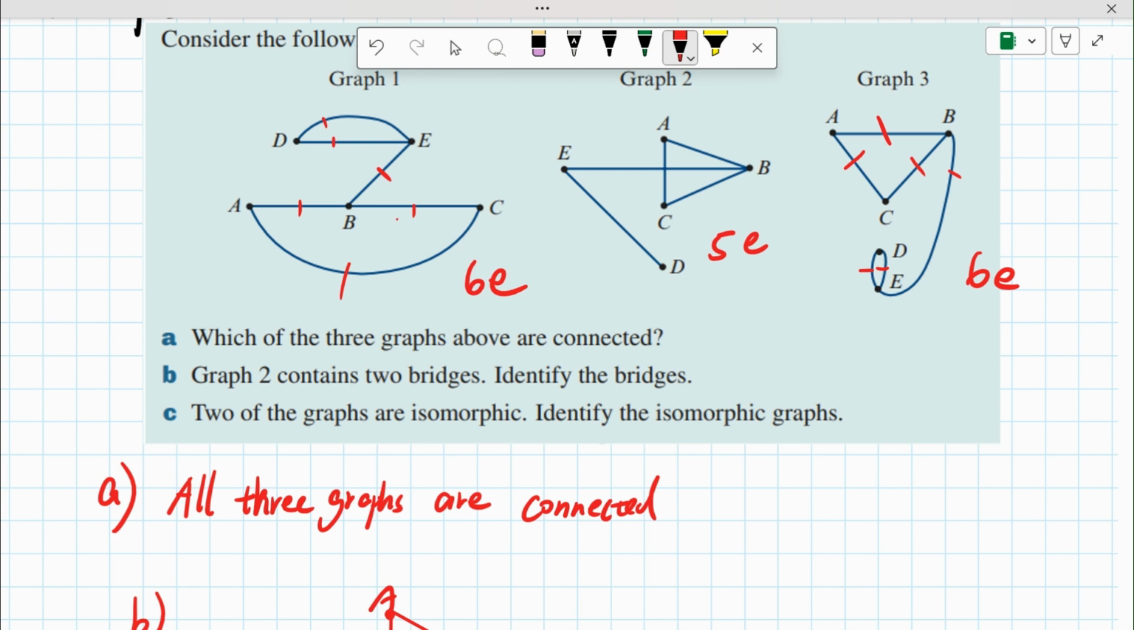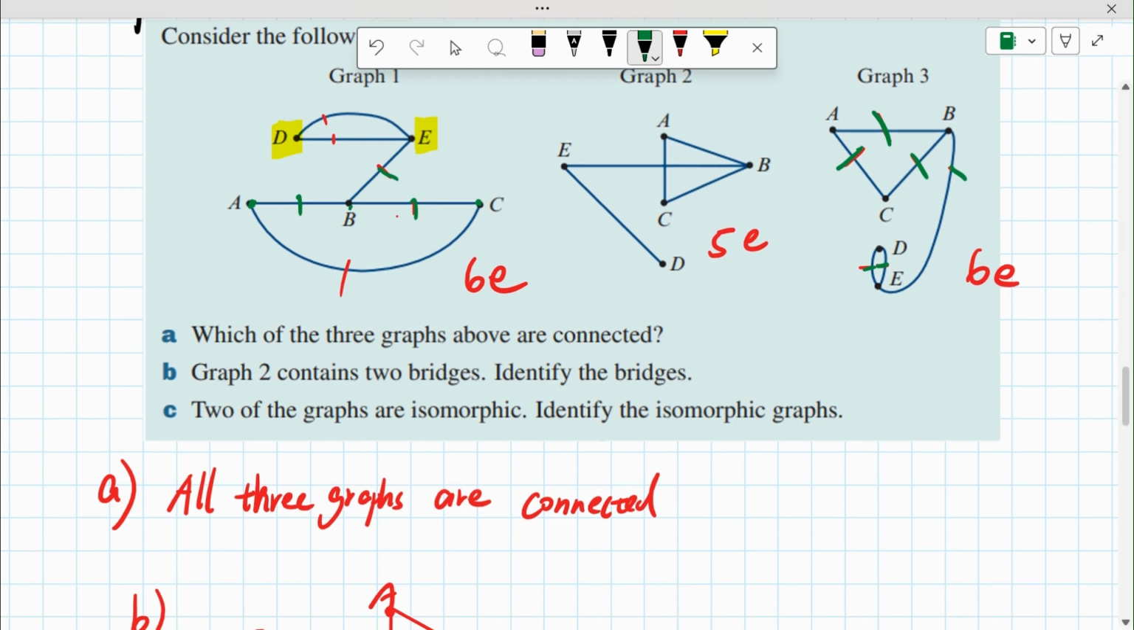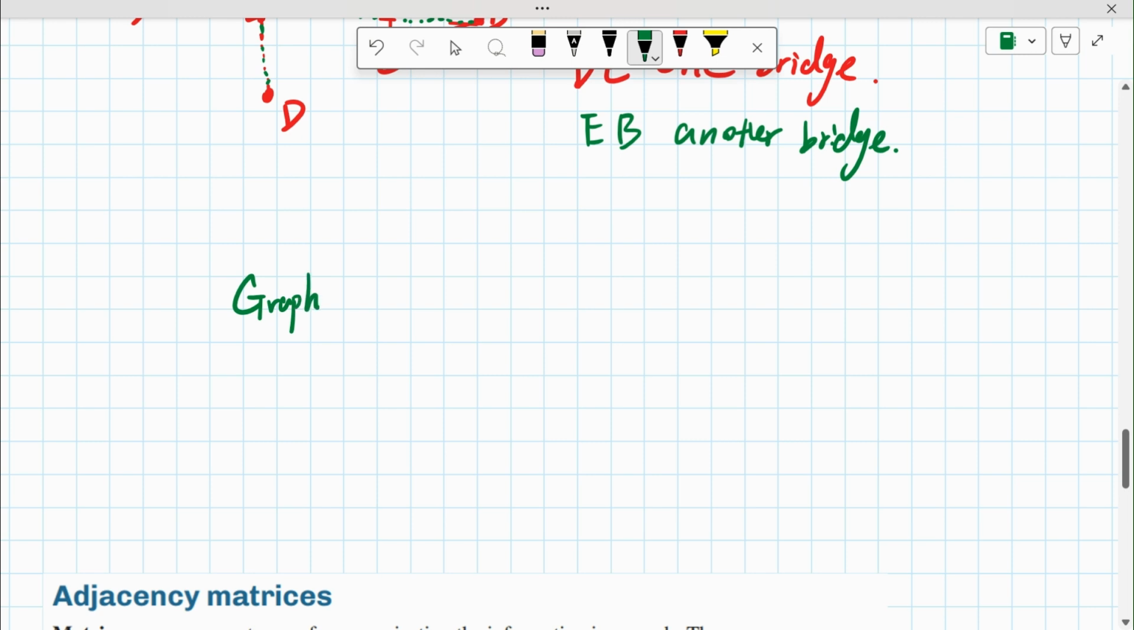We can say D to E, they have twice, and B to E and B to C, and also A to B, and also A to C. So graphs 1 and 3 have these same connections, which means the two equivalent graphs are graph 1 and 3.